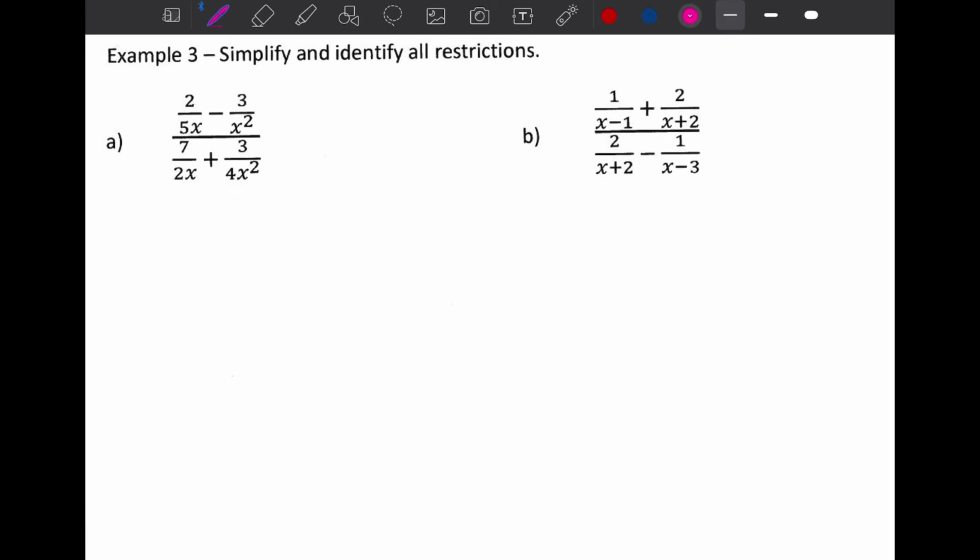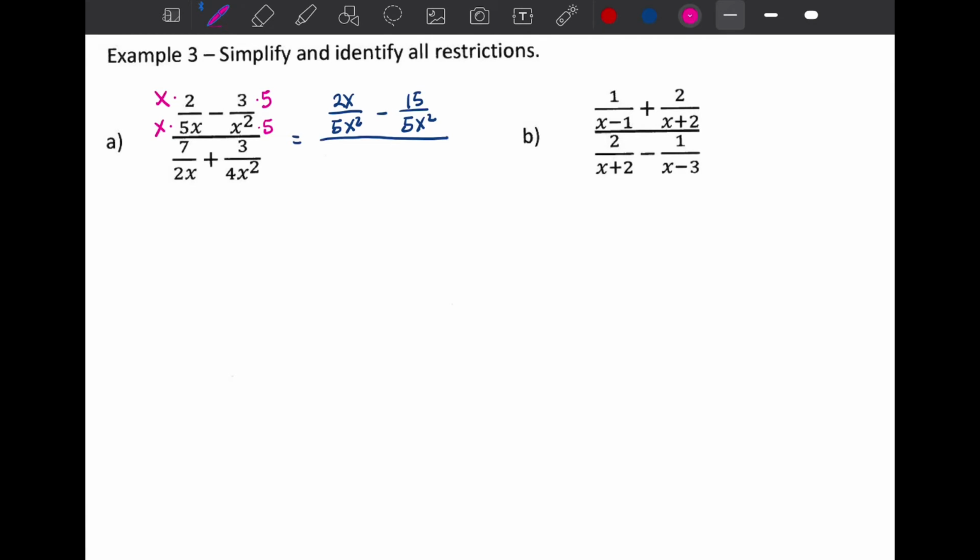Example 3. Simplify and identify all restrictions. So this is a complex fraction. First we will have to find the common denominator for the numerator portion. And it looks like the LCD, the lowest common denominator, would be 5x squared. So I'll multiply x top and bottom for the first term, and then I'll multiply 5 top and bottom. If we were to rewrite it, we get 2x over 5x squared minus 15 over 5x squared.